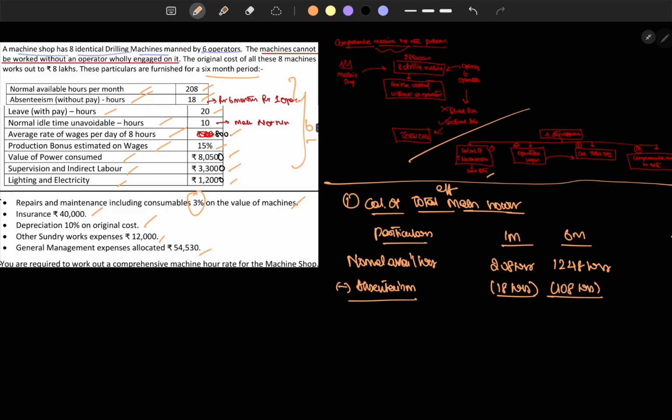Right? Now we can get the total hours paid. Okay, what's the total hours? Which is 190 hours, and this is 1140 hours. And now what else we have? We have a leave days and we have an unavoidable days. These are also the period where the work is not happened. So leave days is 20.